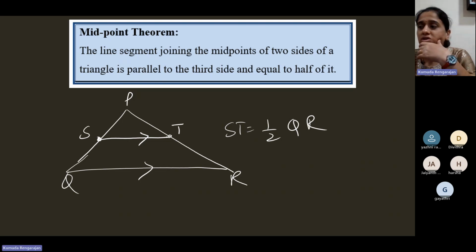Recalled? So what should be given? A triangle with the midpoints of any two sides. So the line segment joining the midpoints of any two sides of a triangle will be parallel to the third side and equal to half the length of the third side.